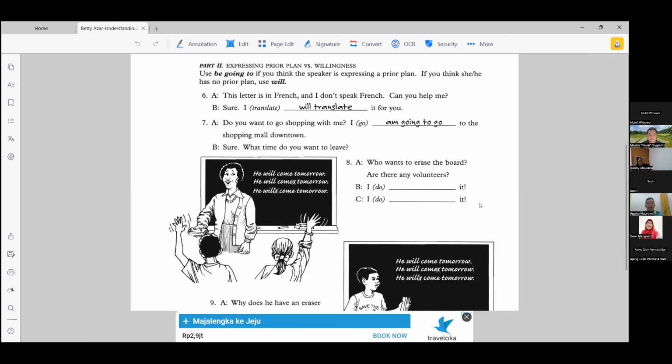Yeah, number 8. Would anyone like to try number 8? Dwiki, yes. Go on, Dwiki. B, I will doing it. Say again, Dwiki. Did you say "I will doing it"? Yes, sir. What about C?